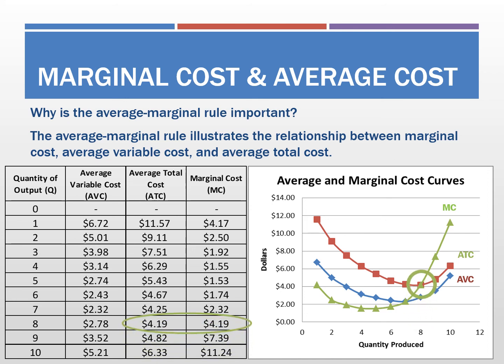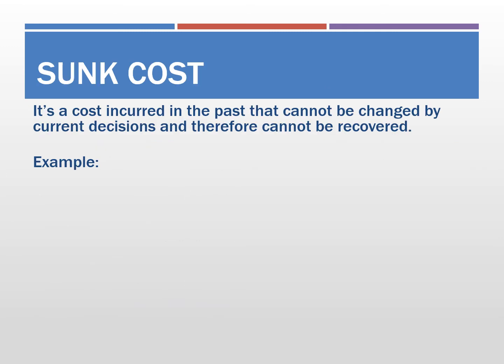Before we get too far away from this study, we would like to also discover what we mean by sunk costs. This is a very common term that people bring up in economics, and not many people actually understand it, or most people misunderstand it and confuse sunk cost with fixed cost. So a sunk cost is basically a cost incurred in the past that cannot be changed by current decisions, and therefore it cannot be recovered.